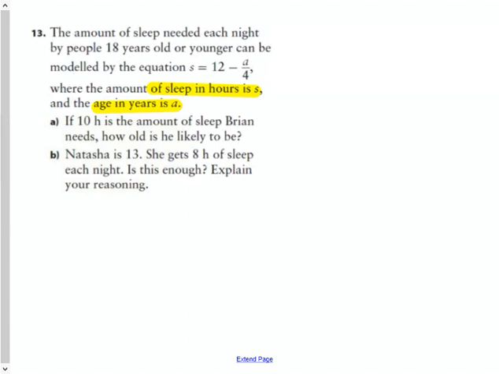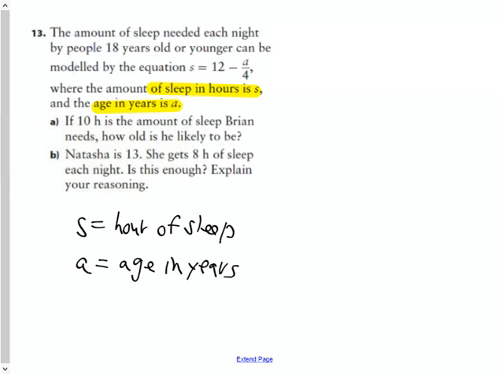It says that S equals hours of sleep, and it says A is the age in years. So it's done that work for you. And it's also gone out of its way to actually give you the equation. The hours of sleep you need will be equal to 12 minus your age divided by 4. Okay?